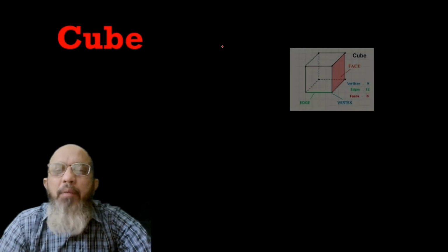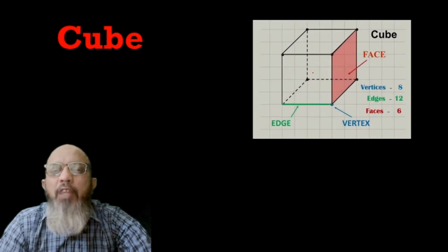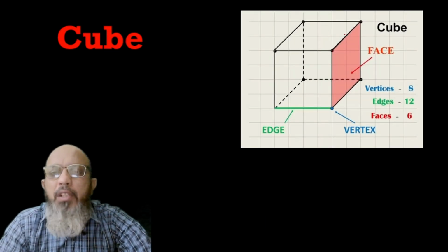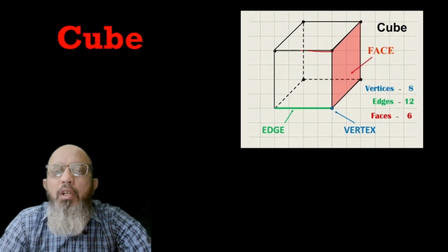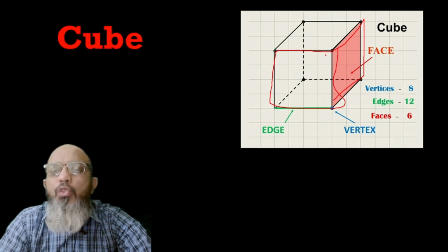The first one is the cube. Keep remembering that dice you saw before. The dice has the same shape. How many faces does it have? That is its face, one face. It has two faces, then 3, 4, 5 and 6. In total it has 6 faces.